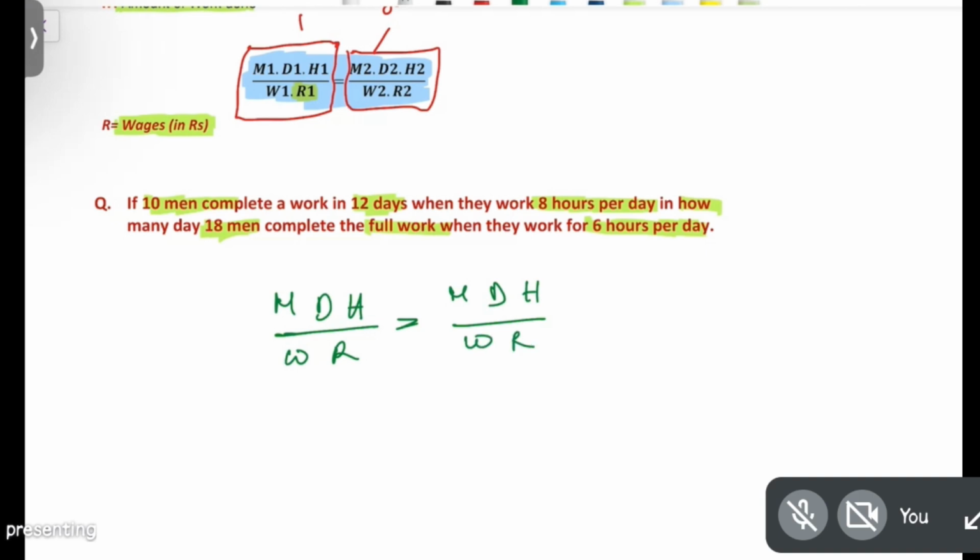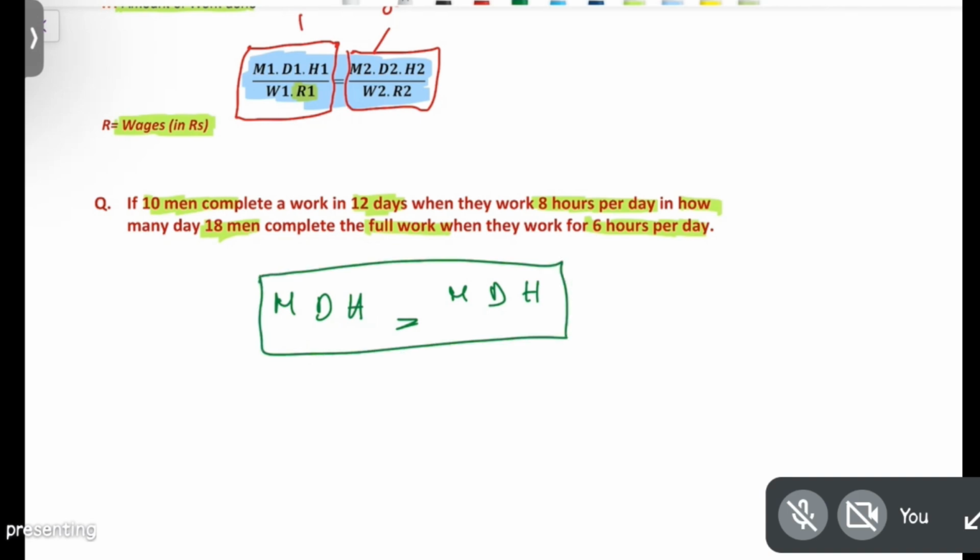Why am I writing this? Because in some questions, the wages may not be given. In that case, you can remove that. And next, in some cases, total work may not be given. In that case, you can remove that. So which means what we have? We have only this one. So our reduced formula is this one. Why reduced formula? Because these are the only things given in the question.